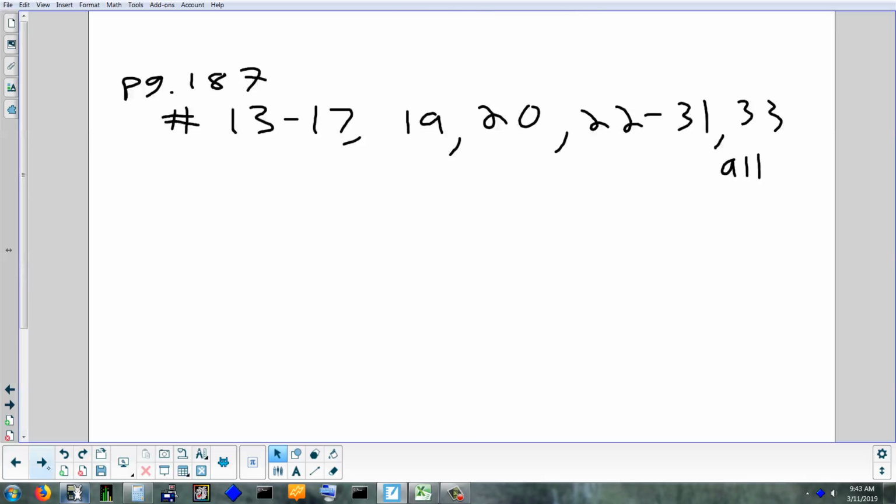All right. So homework tonight is on page 187. We've got just over 15 minutes, so please use this time to try to get started. If you need a book, there's an extra one up there, especially on the calculator ones. If you don't have a calculator at home, you might want to do those first right now. Okay. So it's 13 to 17, 19, 20, 22 to 31, and 33, and that's all.